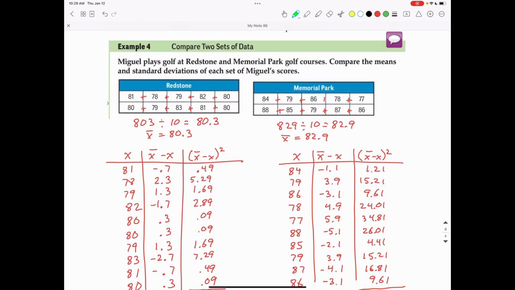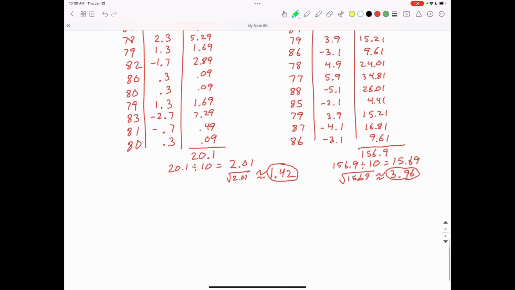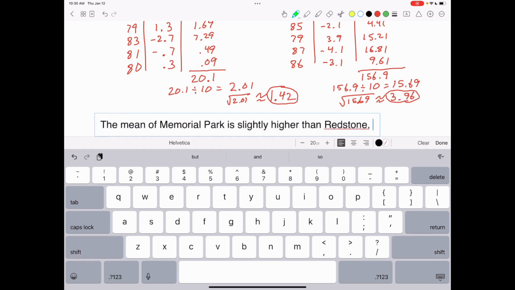And then finally, it says to compare the means and standard deviation of each set of Miguel's scores. So we can look at the means. The mean of Memorial Park is actually a little bit higher than that of Redstone. But the big story will be the standard deviation. So if I make a quick comparison of the means, I could say the mean of Memorial Park is higher than the mean of Redstone. But the standard deviation at Memorial Park being higher than that at Redstone indicates that he is much less consistent in his golfing at Memorial Park than he is at Redstone.